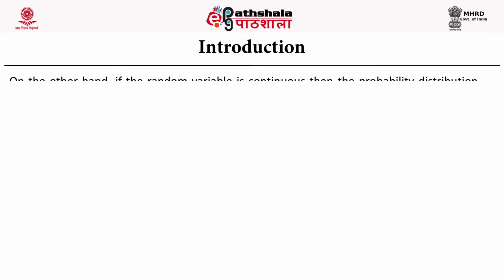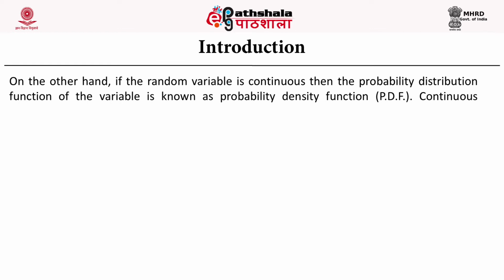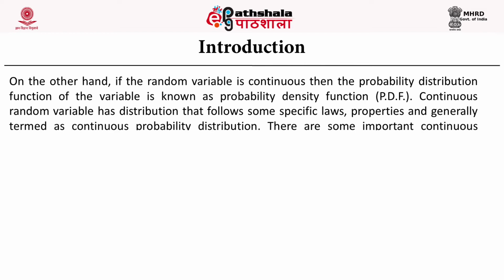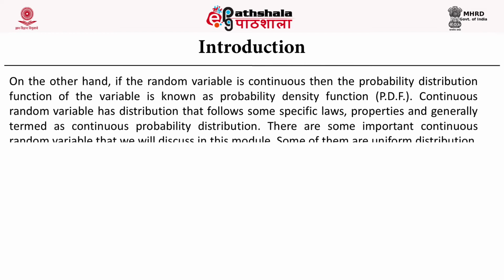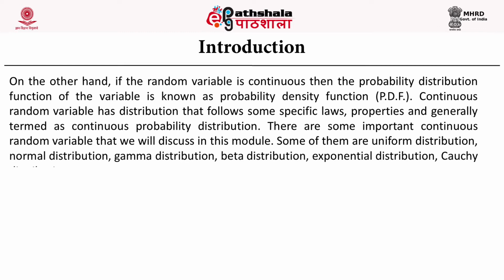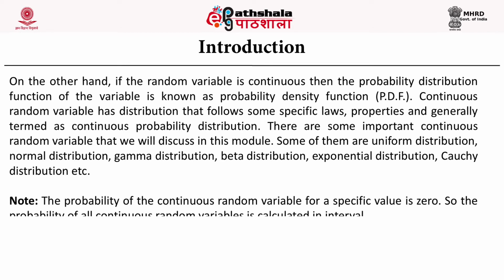On the other hand, if the random variable is continuous, then the probability distribution function of the variable is known as probability density function. A continuous random variable has a distribution that follows some specific laws and properties that is generally termed as continuous probability distribution. There are some important continuous distributions that we'll discuss in this module. Some of them are uniform distribution, normal distribution, gamma distribution, beta distribution, exponential distribution, Cauchy distribution, etc. Note, the probability of a continuous random variable for a specific value is 0. So the probability of a continuous random variable is calculated in an interval.